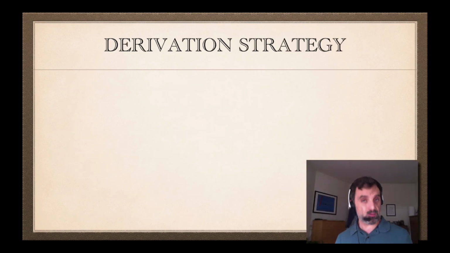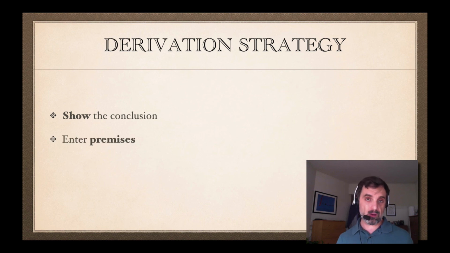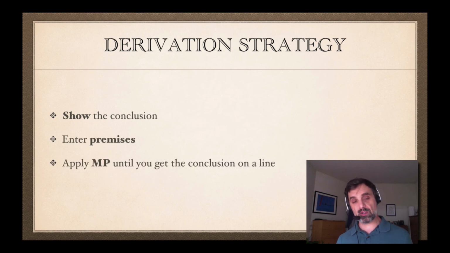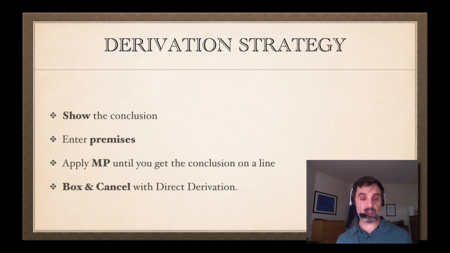So strategy is pretty straightforward. You put a show line for the conclusion, you put in the premises, you apply modus ponens until you get the conclusion, and then you box and cancel with direct derivation. So that's the derivation system, and we'll be expanding it, but that's the basic system. I will show you in the last video in this unit how to use the derivations module in the logic program to do a derivation, and we'll do a slightly more complicated derivation in demonstrating that. So I'll be going there now.